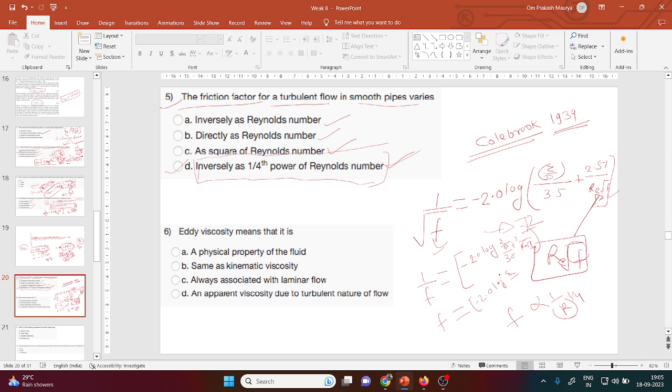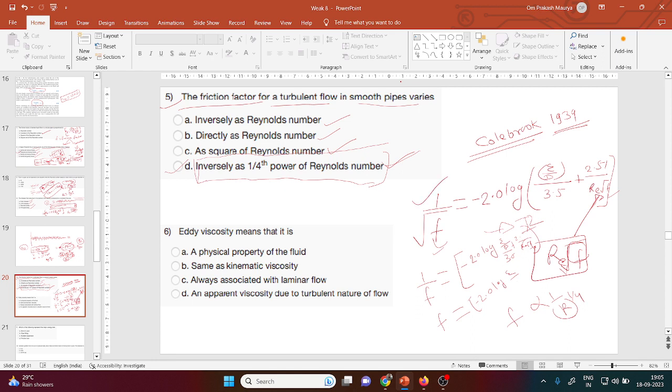But for this, if you see, your Reynolds number is already there, and I think this root will be removed from here. I think you will definitely get the 1 by 4 power. From this equation you will get the 1 by 4 power.